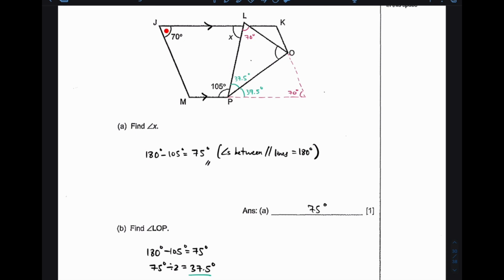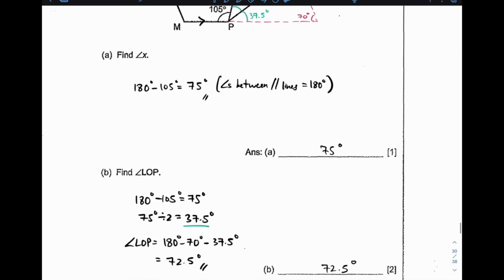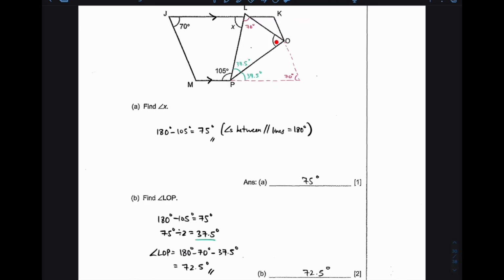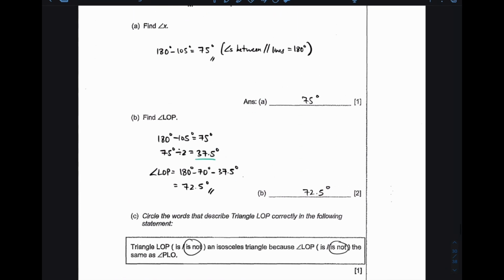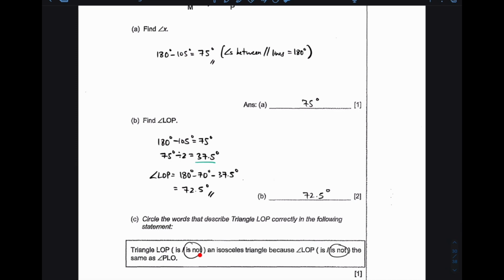Because this corner here is 70 and it's a parallelogram, this other corner is also 70 when unfolded. That means this 70 is reflected right here. Now to find angle LOP, which is this one, we'll just take 180 minus these two angles to give us the third angle. That's 72.5. Because there aren't two angles that are the same, LOP is not an isosceles triangle, definitely not. And LP is not the same as PLO.